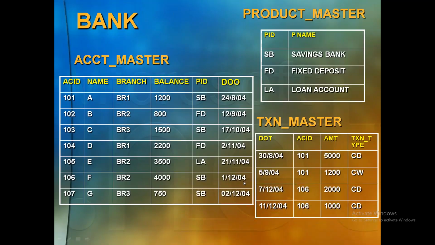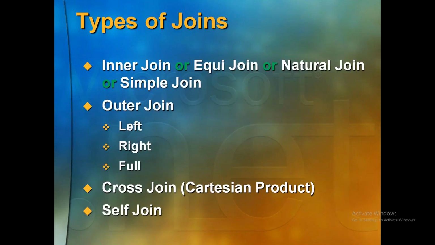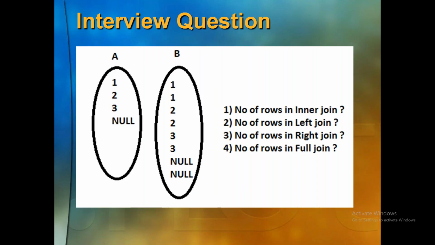So tomorrow we'll see some more examples, and before going, let me give you one interview question. This is my table: 1, 2, 3, null, and 1, 1, 2, 2, 3, 3, null, null. You need to tell me tomorrow the number of rows in inner join, number of rows in left join, number of rows in right join and full join. Am I clear? These are compulsory interview questions. These are asked in all the interviews. They'll give you two tables and ask you like this.